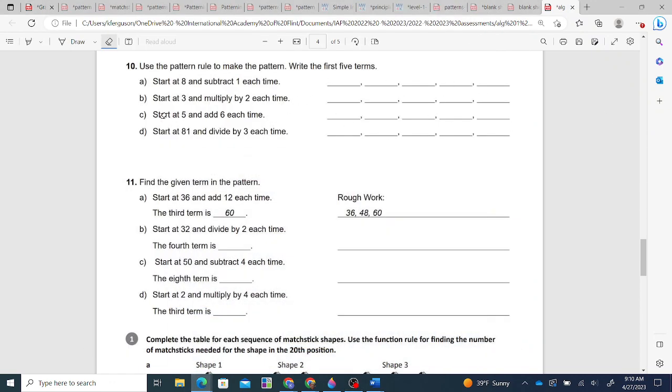Okay, so just to shoot through these, use the pattern rule and make the pattern, the first 5 ones. So I'm going to start with 8 and then subtract 1 each time. So we got 8.